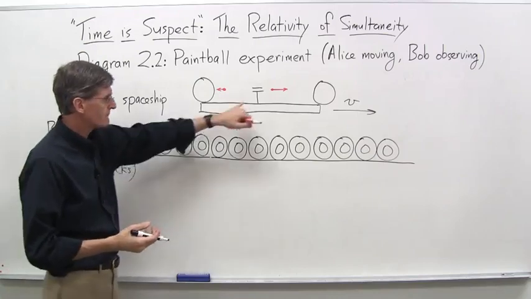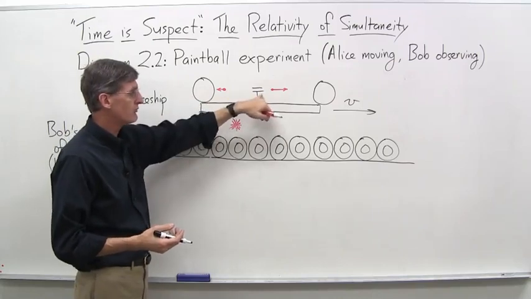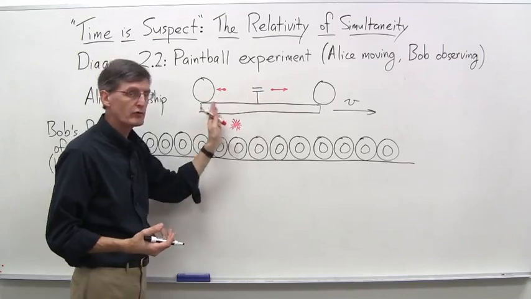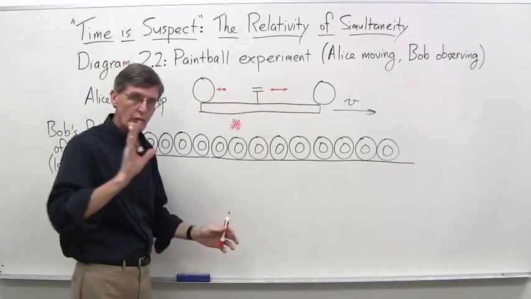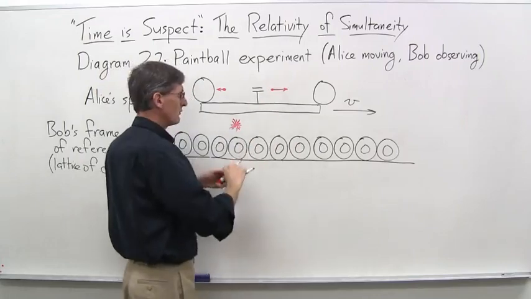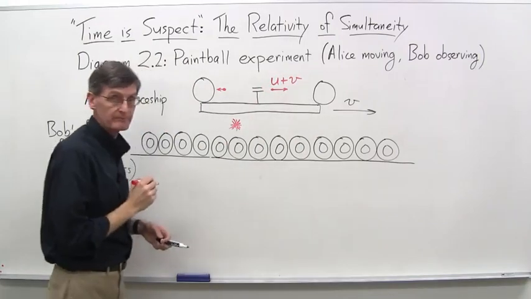So even though this paintball was shot at velocity u with respect to the paintball gun here, the paintball gun itself was moving with velocity v when it was shot with velocity u, and therefore the velocity of this paintball, we'll write it in red, is going to be u plus v.